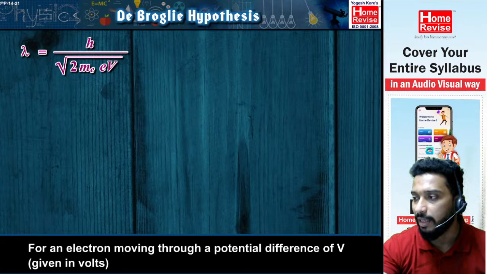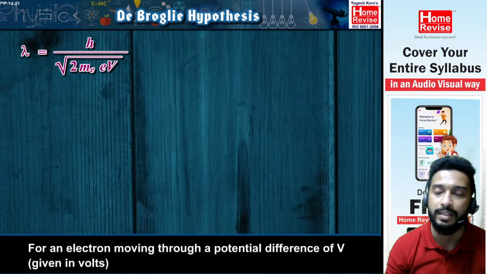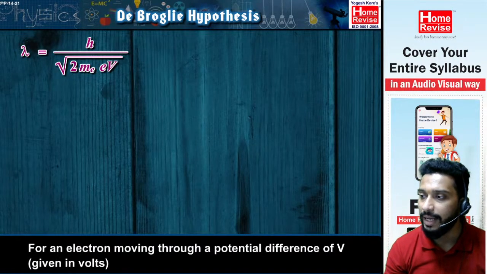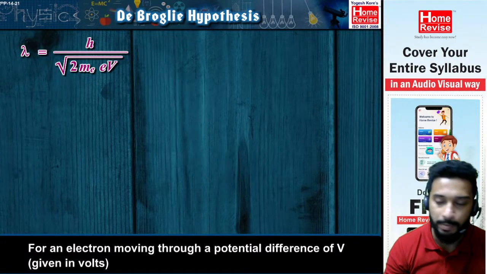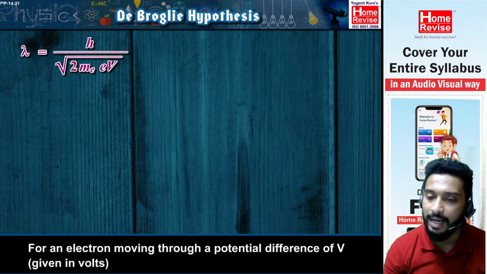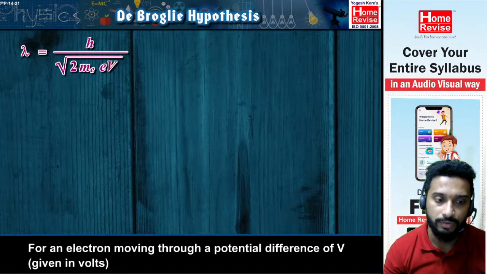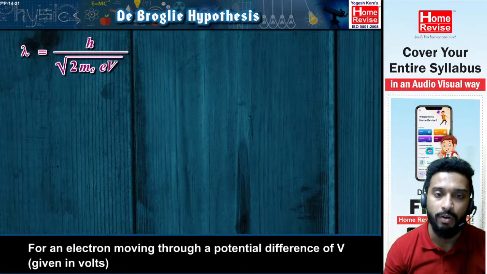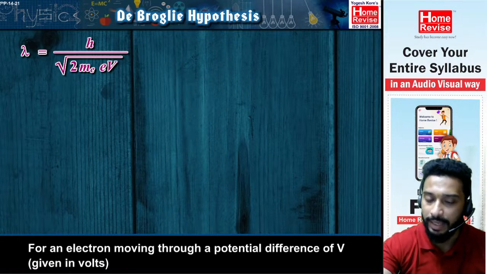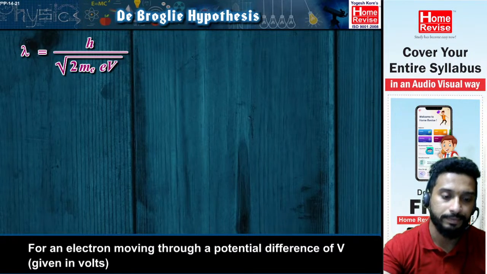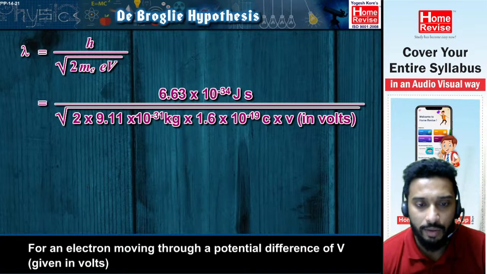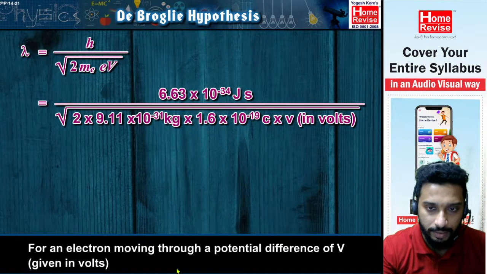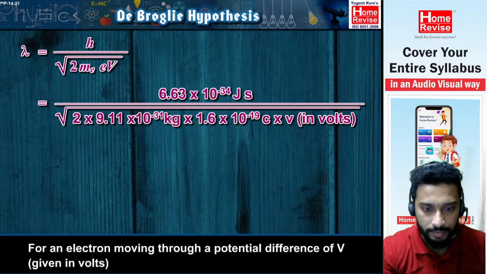His point was only one: light shows wave nature, but it should also have particle nature, and that is what has led to various experiments and then understandings of the duality of the nature of light and matter. The calculations, like 6.63 into 10 to the power minus 34 joule second divided by square root of 2 into electron volt, are absolutely not necessary.